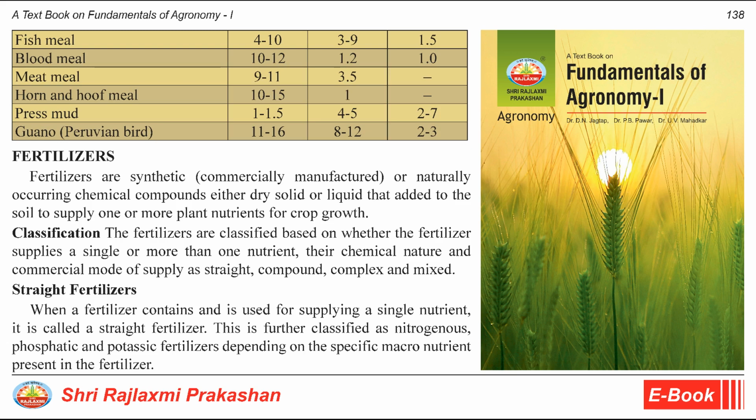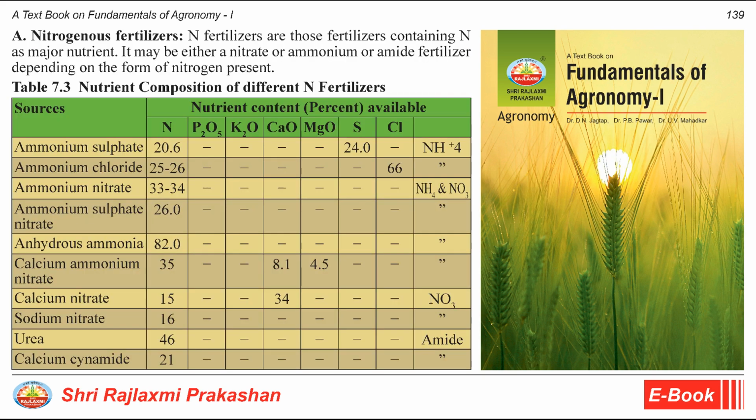Straight fertilizers. When a fertilizer contains and is used for supplying a single nutrient, it is called a straight fertilizer. This is further classified as nitrogenous, phosphatic, and potassic fertilizers depending on the specific macronutrient present in the fertilizer. Point A. Nitrogenous fertilizers. N fertilizers are those fertilizers containing N as major nutrient. It may be either a nitrate or ammonium or amide fertilizer depending on the form of nitrogen present.